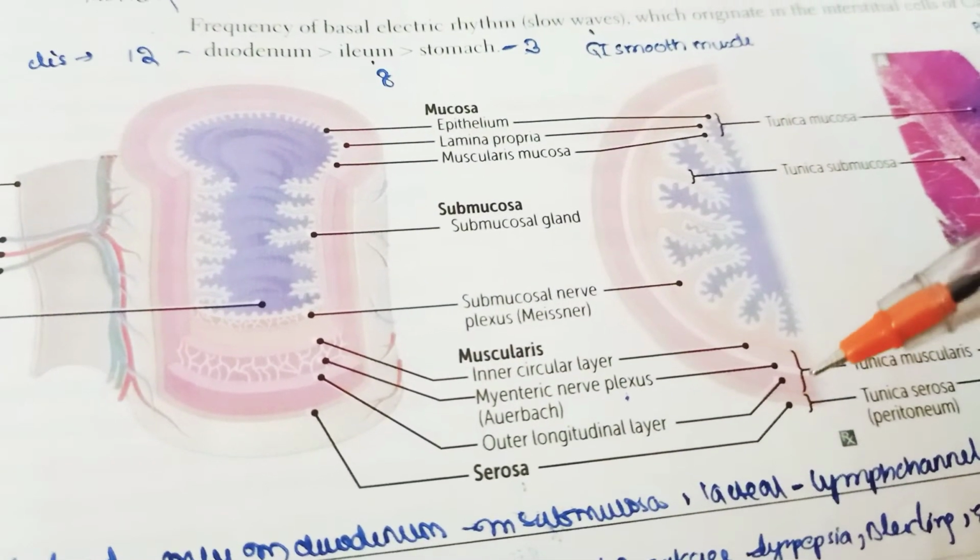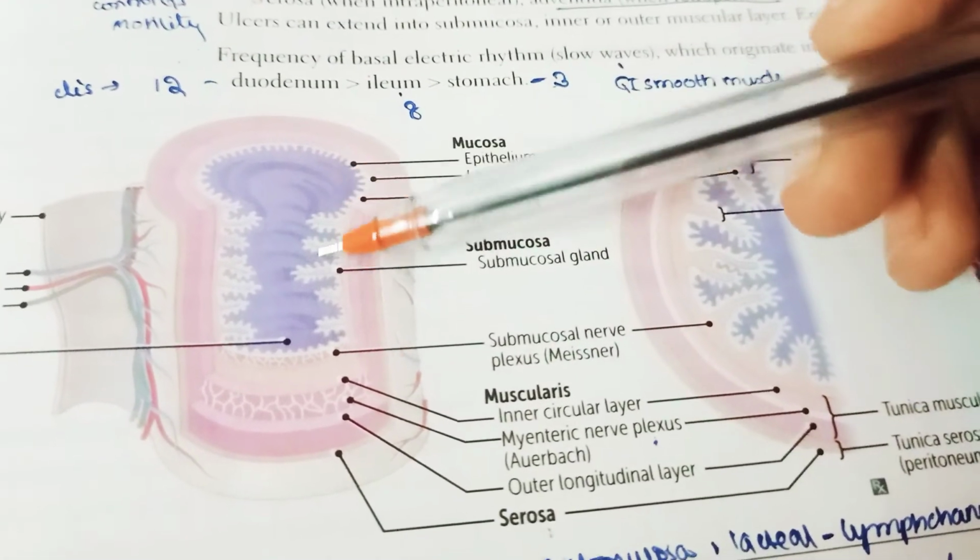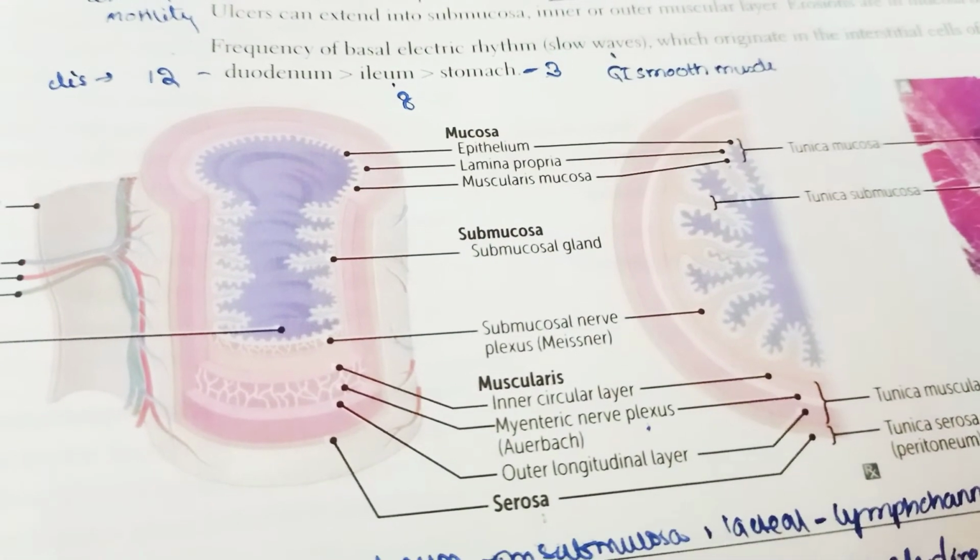So they're like very big ulcers. But erosions are always in the mucosa. Some erosions are always in mucosa.